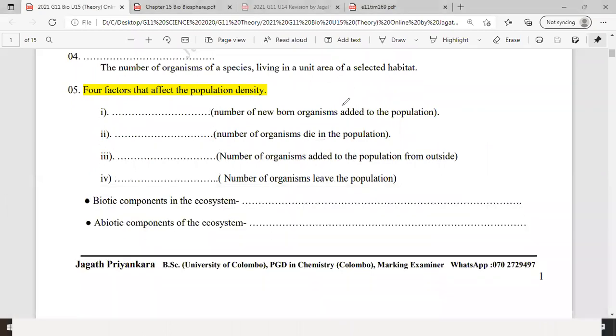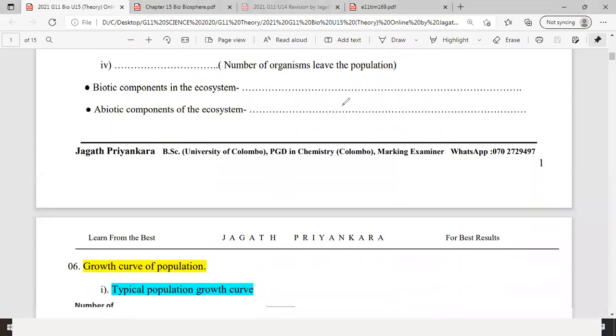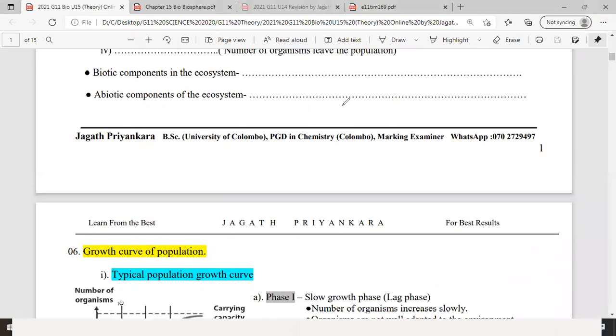Then the next one, biotic components in the ecosystem. Highlight the word biotic. Biotic means living. What are the living components in an ecosystem? There are many living things. That means producers. Producers are biotic. Producers means plants. Then what else?